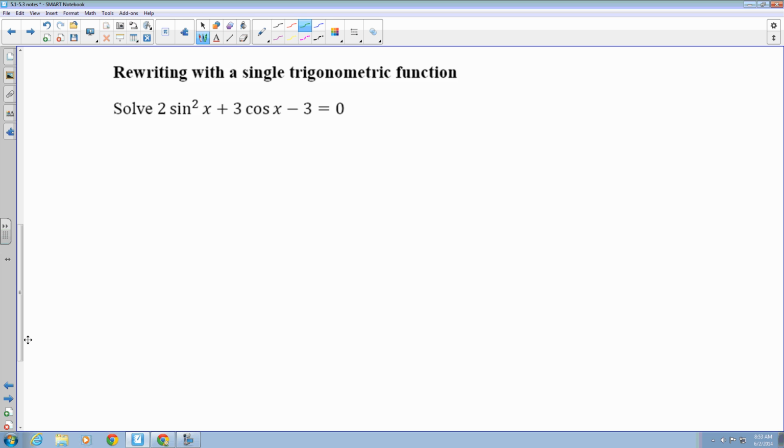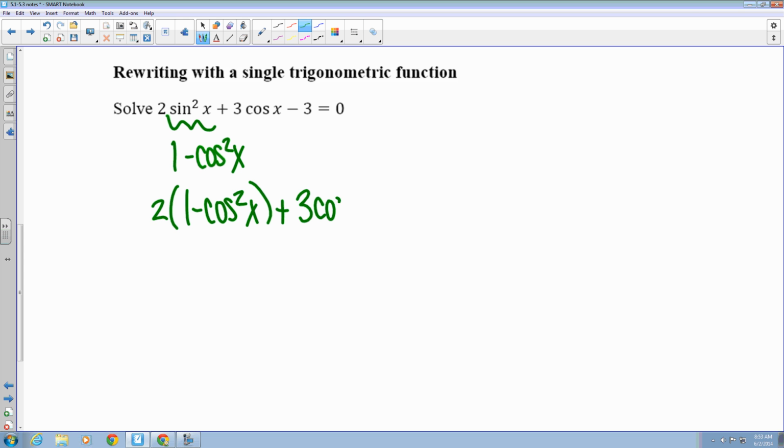So I have another trinomial, but I'm noticing that my sine squared and cosine, those are two different variables essentially. So I need to turn that sine squared into cosines. Sine squared is 1 minus cosine squared. So now once I distribute and rearrange, I'll have everything in terms of the same variable, and I can factor this.